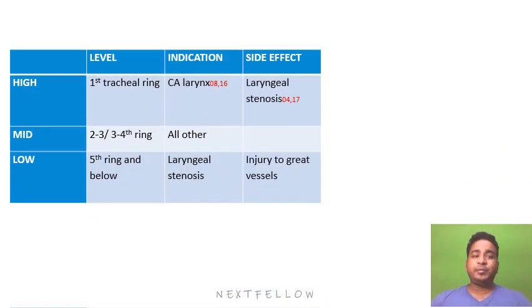Now, there are three types of tracheostomy. I have already told you: high, mid and low. The site I told you: high is for the first tracheal rings, mid for the second, third, or third, fourth, and the low for the fifth.